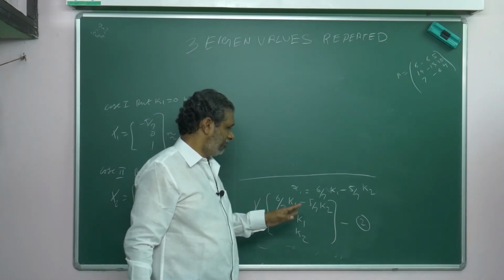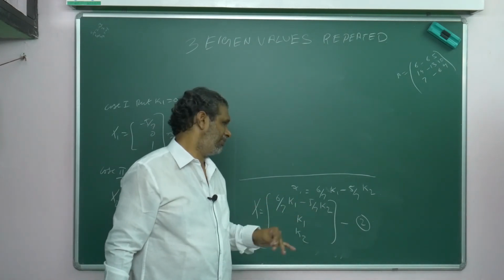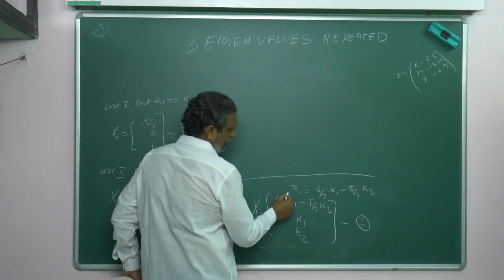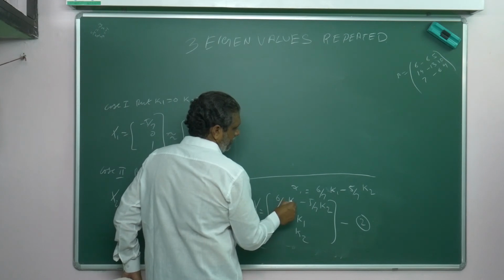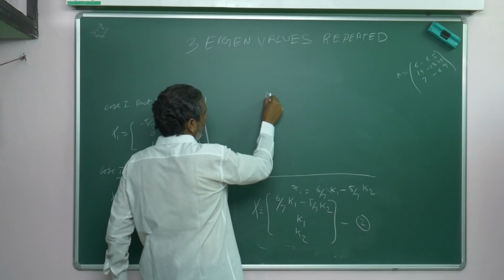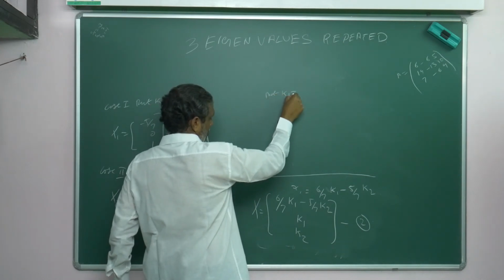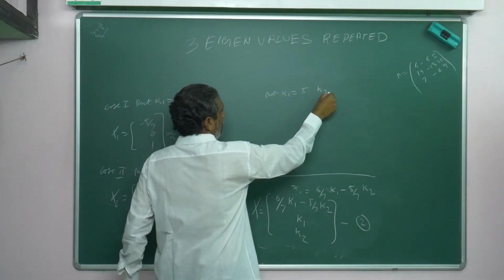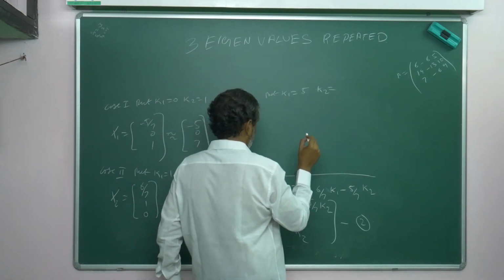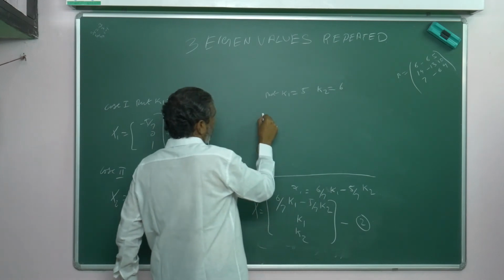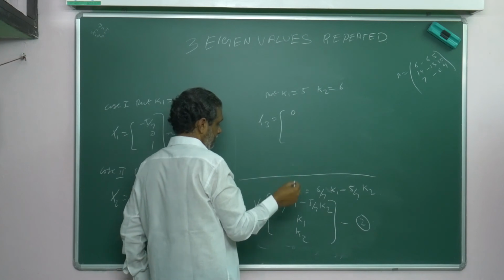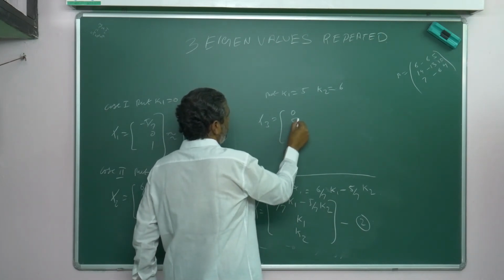Somebody else may take 7 by 5, but I don't want this. Don't take fractions; I will take simple numbers. What will I take? k1 is equal to 5 here, and here I take 6. 6 into 5, 30 by 7, and 5 into 6, 30 by 7. So put k1 is equal to 5, k2 is equal to 6. Then the first entry becomes 0, then k1 is 5, k2 is 6.